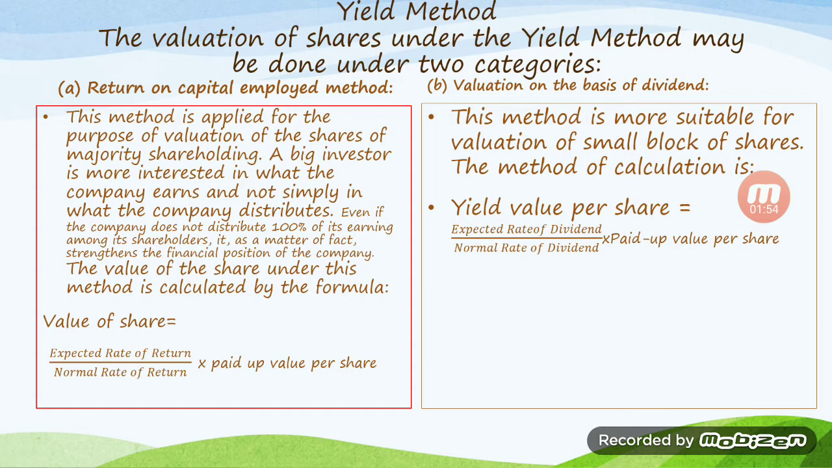Under the valuation on the dividend basis, the formula for finding value per share is equal to expected rate of dividend divided by normal rate of dividend into paid up value per share. So instead of taking a profit, that is return, here we are going to take a dividend.